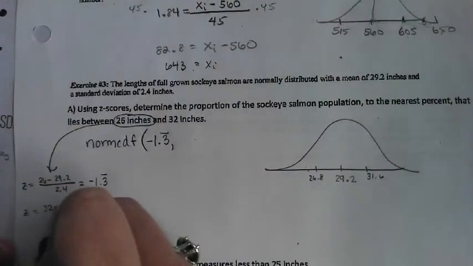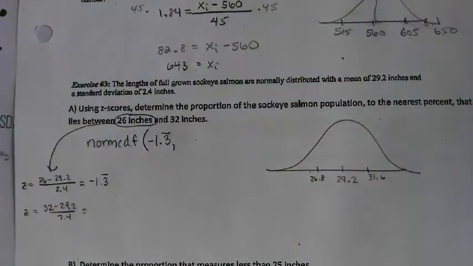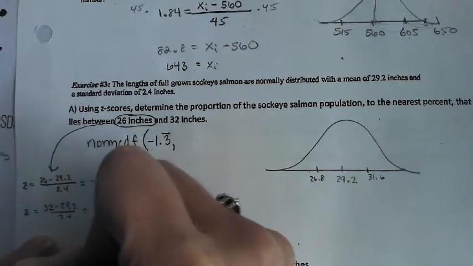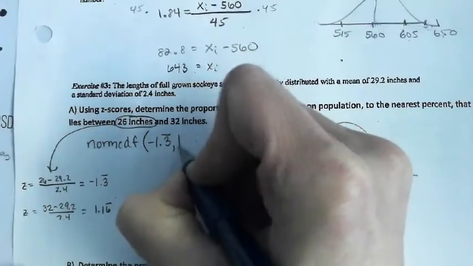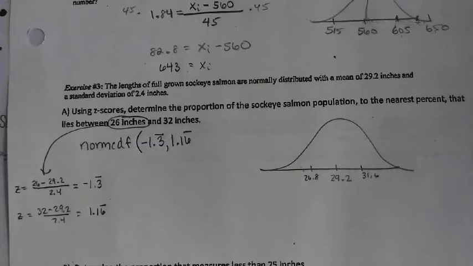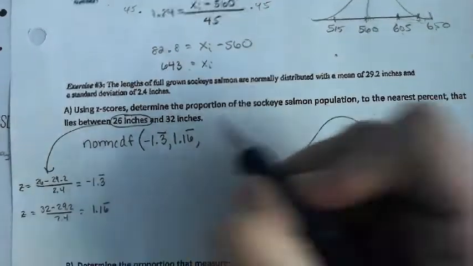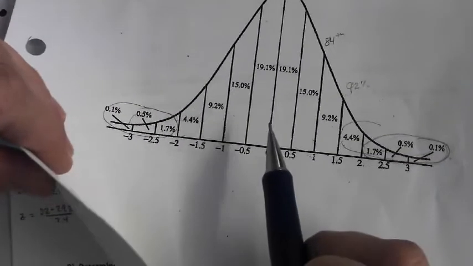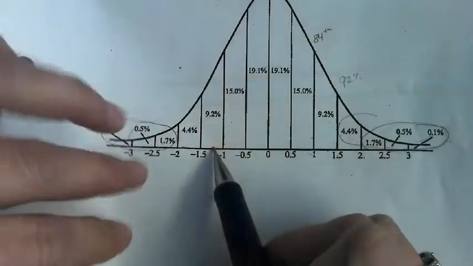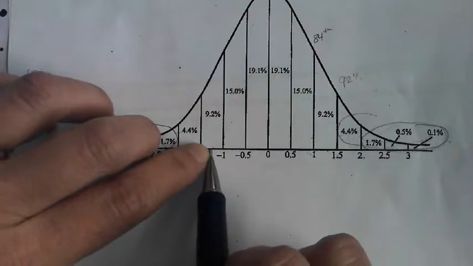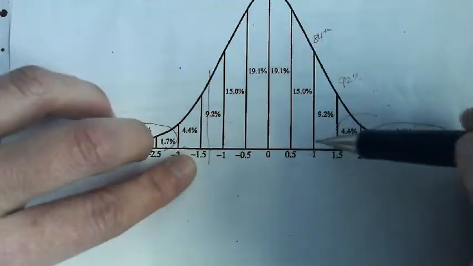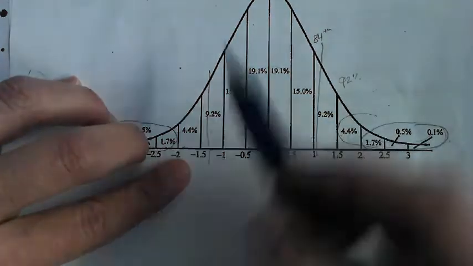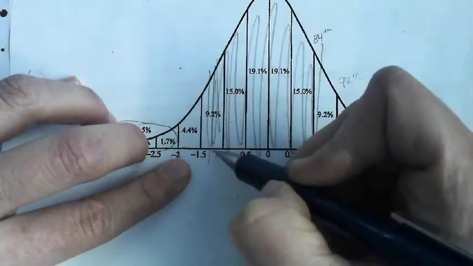Your high end z-score is the 32, so we have to come up with what that one is. 32 minus 29.2 divided by 2.4. That's a z-score of 1.16 repeating. I'll show you where to type this into your calculator in a minute. Okay, so here's what we're doing. We're going to tell our calculator that we want to find the area under the curve from negative 1.3 repeating, which is right around here, all the way up until 1.16. So we're looking for the area between those two benchmarks.